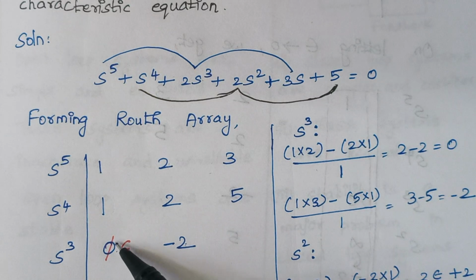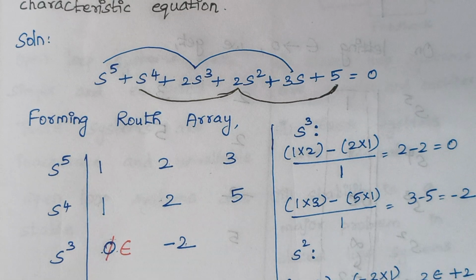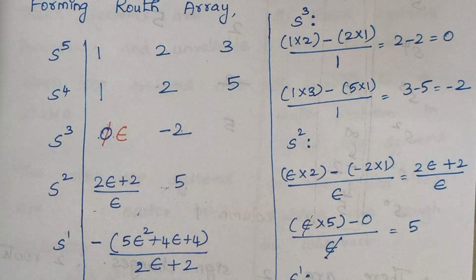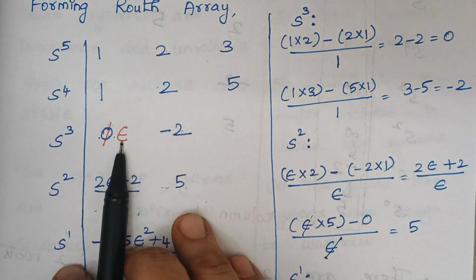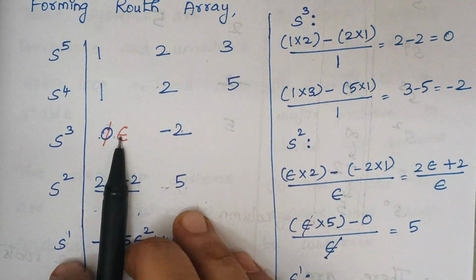When the first element of a row is 0, you have to replace that 0 by epsilon. Because if you proceed with this 0 as the corner element, when you divide you will get either 0 or infinity as the answer. A Routh array should not be like that, so we have to modify it. Replace 0 by epsilon here and proceed as usual.